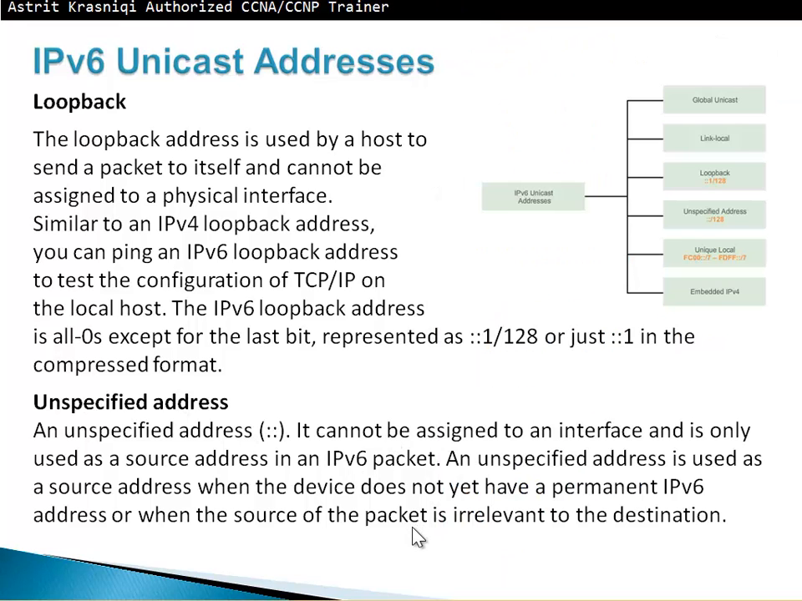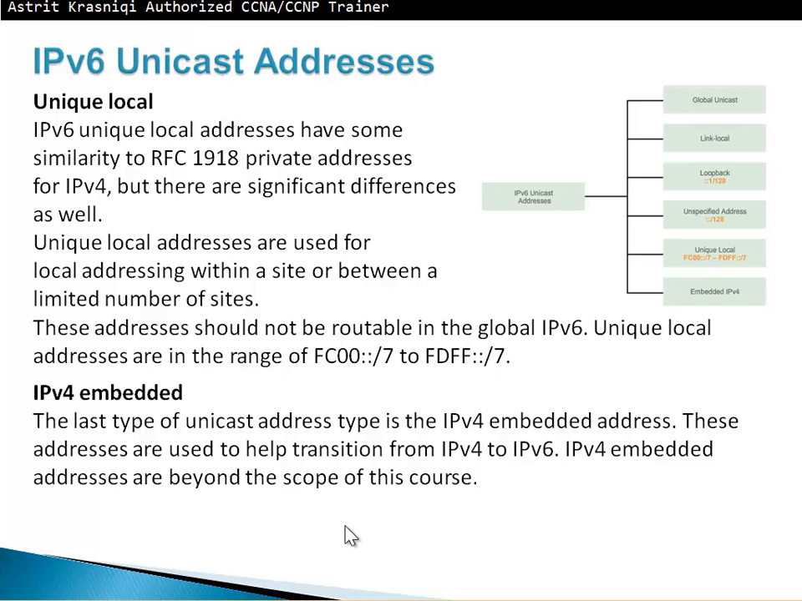Then we have an unspecified address. An unspecified address, just ::, cannot be assigned to an interface, and it's only used as a source address on an IPv6 packet. An unspecified address is used as a source address when the device does not yet have a permanent IPv6 address, or when the source of the packet is irrelevant to the destination. So if the device doesn't have an IPv6 address, it can use the unspecified address for router solicitation messages like that.